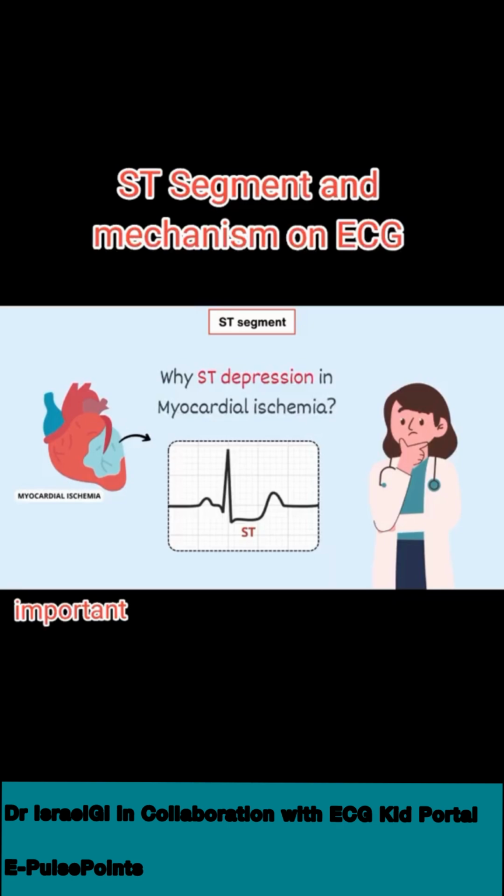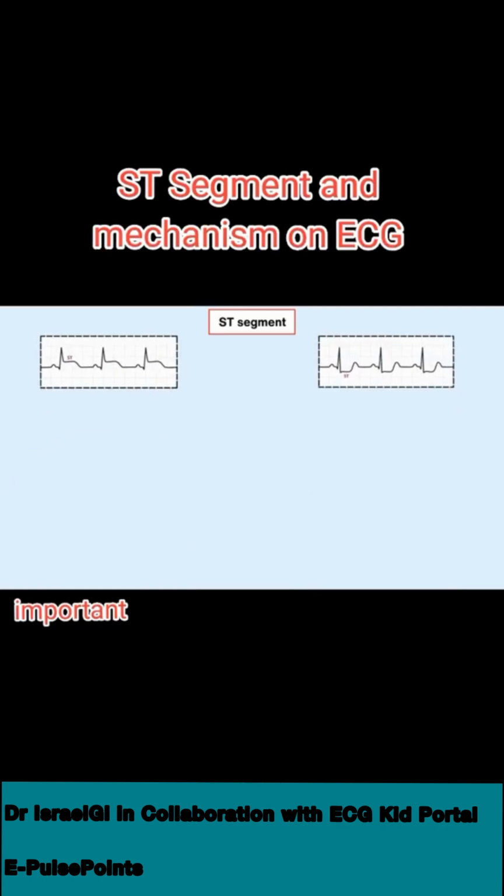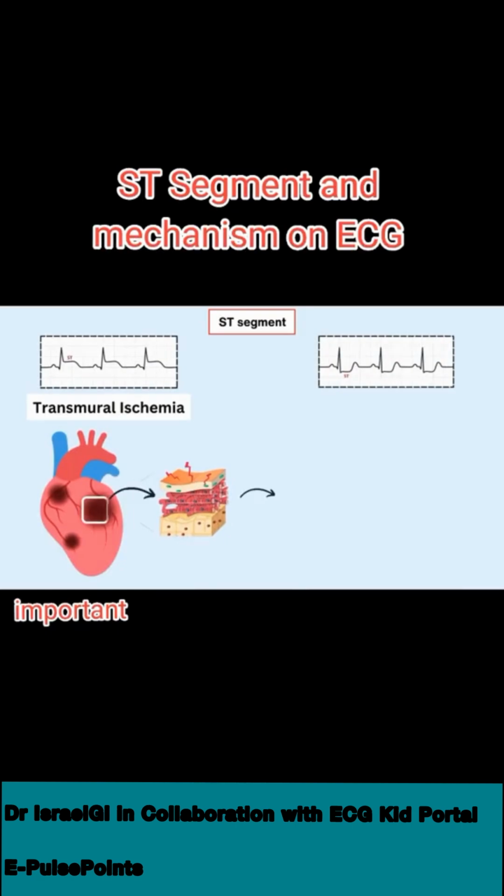When it comes to ST segment changes, whether it's elevation or depression, understanding the underlying mechanisms is key. Here's the scoop. ST segment elevation typically occurs when there's transmural ischemia, affecting the entire thickness of the heart muscle. This widespread injury creates a voltage gradient between the injured area and the surrounding healthy tissue, resulting in ST segment elevation on the ECG.